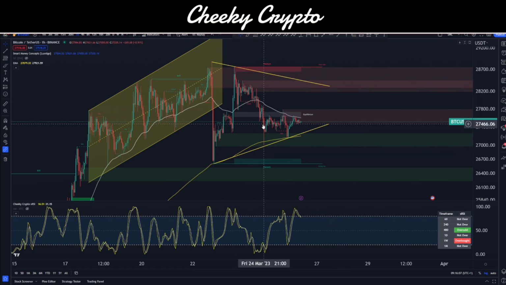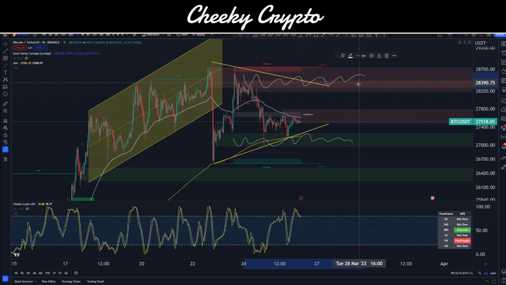One of the things that we do know, though, is that we are sandwiched in between two order blocks here, according to smart money concepts. We have this internal order block down here for buyers, and we have these ones up here for buying. But more importantly, for selling.